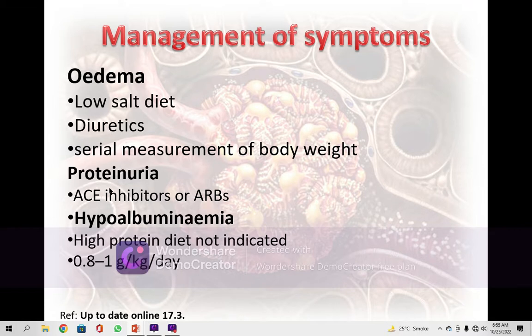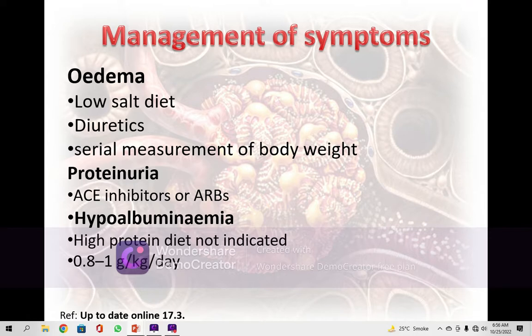To inhibit proteinuria, the only thing you use is ACE inhibitors or angiotensin receptor blockers, which are good in the reduction of proteinuria. As far as hypoalbuminemia is concerned, a high protein diet is not indicated. Protein, remember, if it is coming in the urine, is the most injurious substance. So, although hypoalbuminemia is there, you will give a low protein diet to this patient.